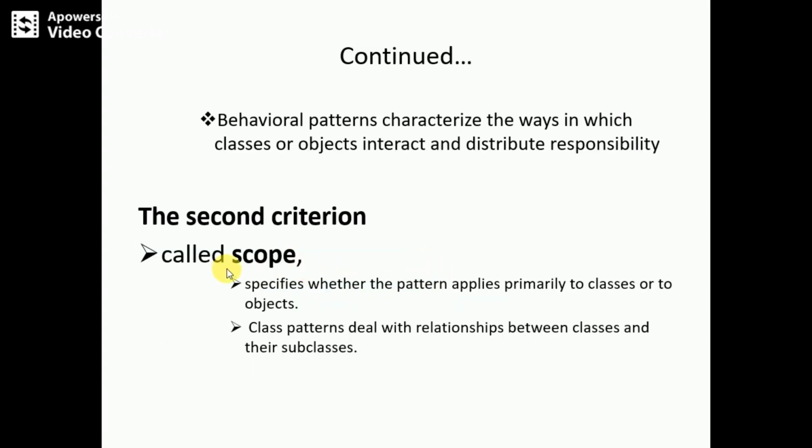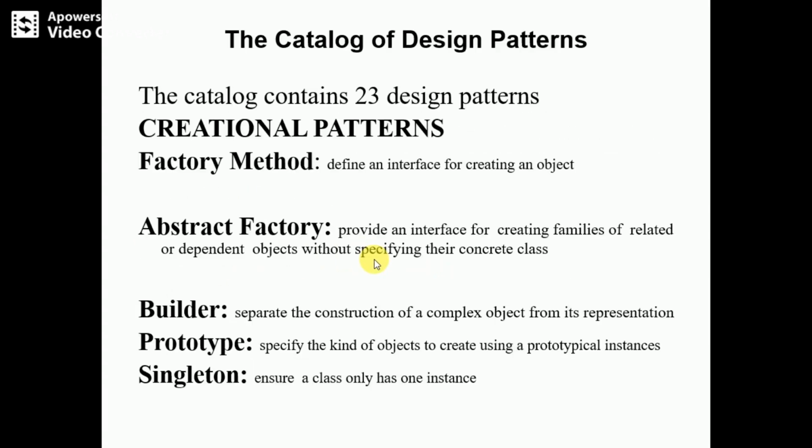Very less chance for the scope purpose. The catalog of design patterns. The entire software architecture design pattern has 23 design patterns, which are classified, as I told, into creational, structural and behavioral. So first of all, we will see a brief introduction to the catalog of design patterns.